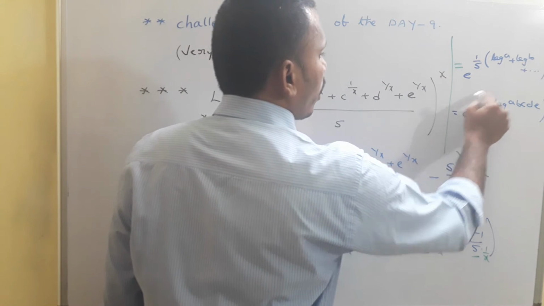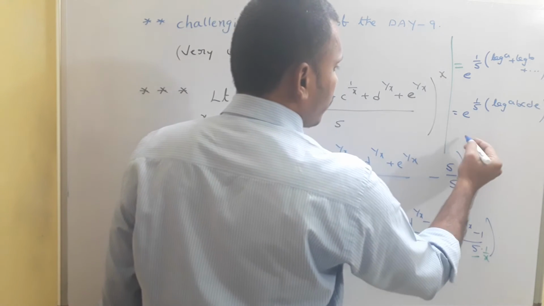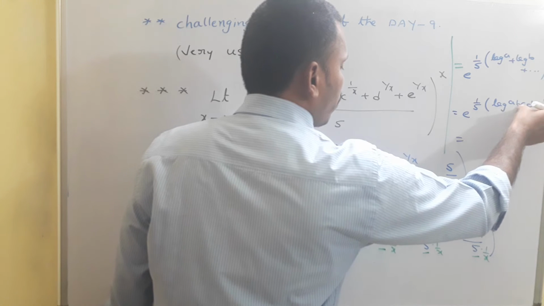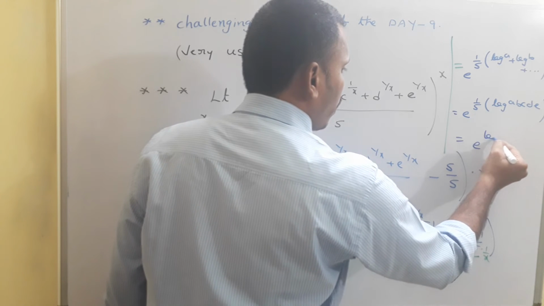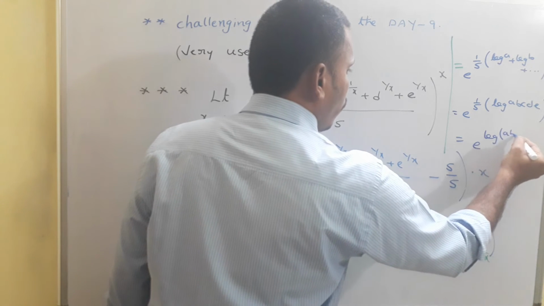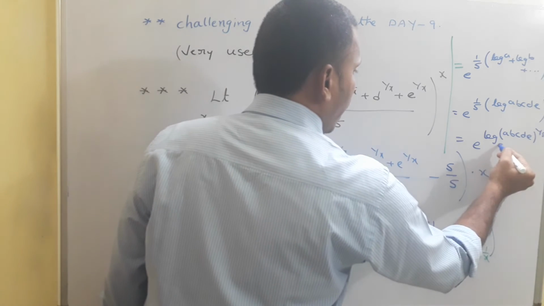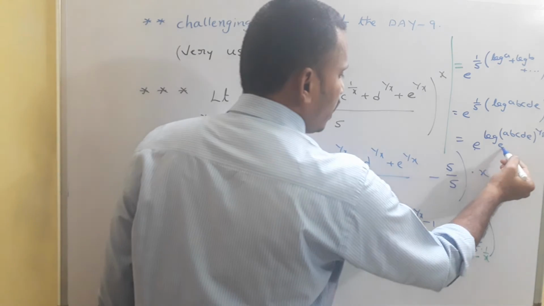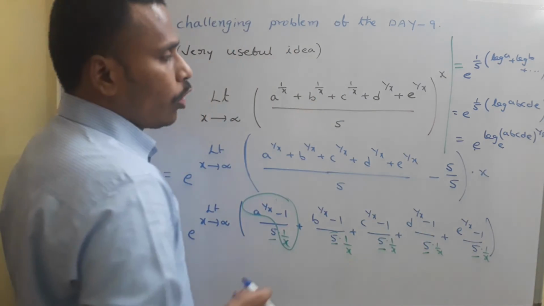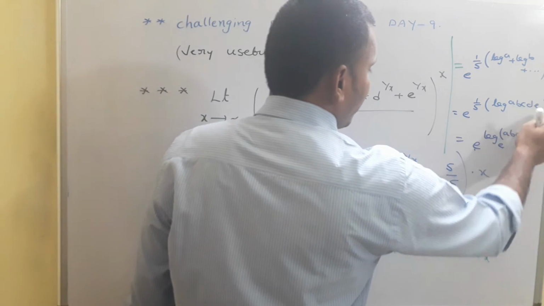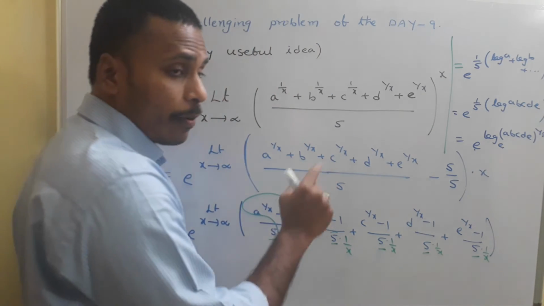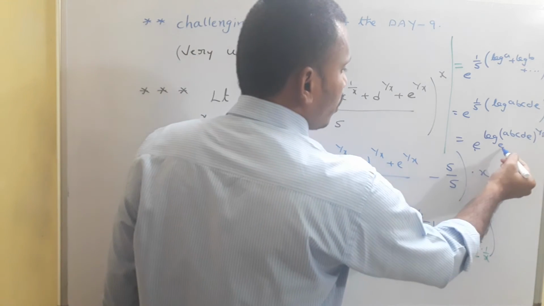This 1 by 5 also can be written as a power of that. So 1 by 5 will become the power of this: e to the power logarithm of abcde to the power 1 by 5, again base e. This e is just the Euler constant, whereas this e is the numerical, the alphabet. Now this is e and this is e.